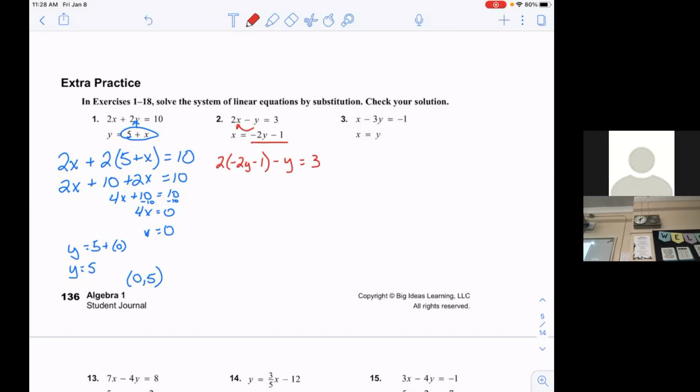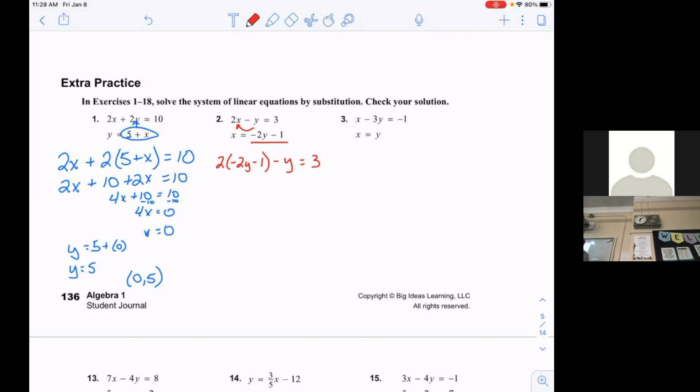Okay, so notice again what we did. We had x. We knew that x is equal to negative 2y minus 1. We took that and we substituted it in there. So here is 2. Here is x. Here's minus y. Here's equals 3. I know sometimes we'll forget to finish out the equation, but now we're ready to solve this.